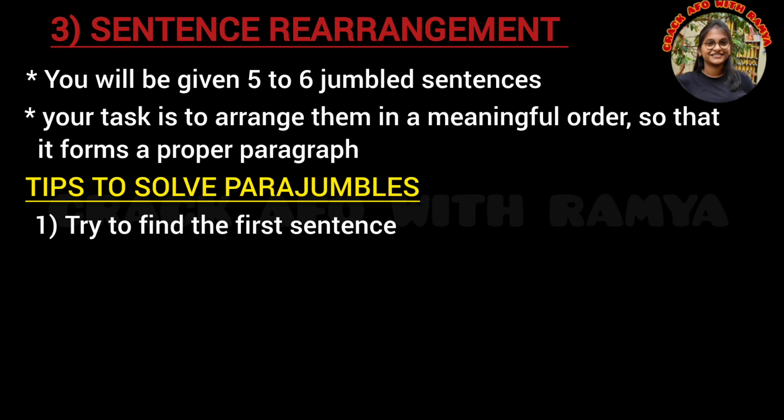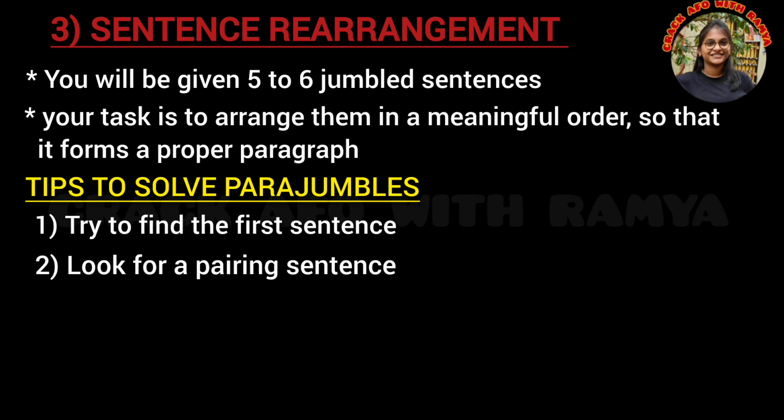First one is try to find the first sentence. Usually it introduces the main idea of the paragraph. And you can eliminate the options by using simple logic, like opening sentences should not contain is, are, and connectors at the start, because it usually introduces the topic, right? And the second thing is look for pairing sentences. For example, if one sentence says a problem, then the next might talk about its effects or solutions.